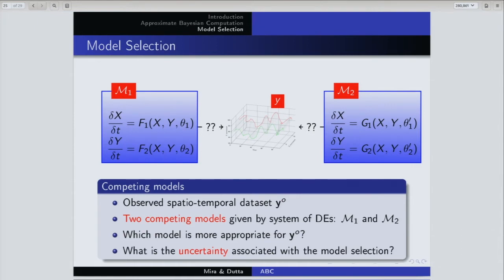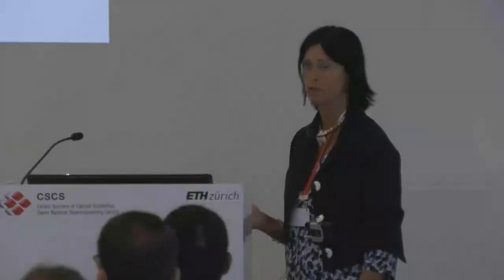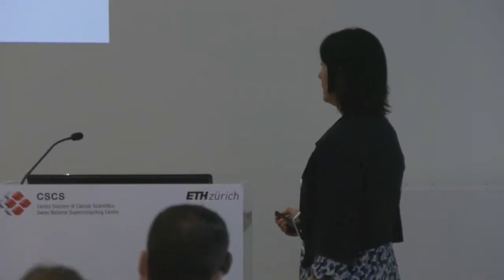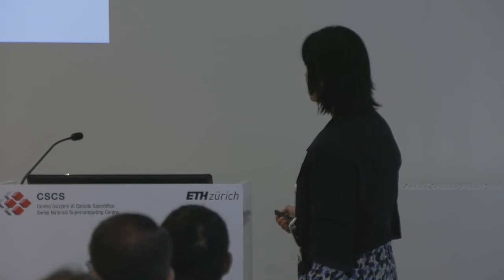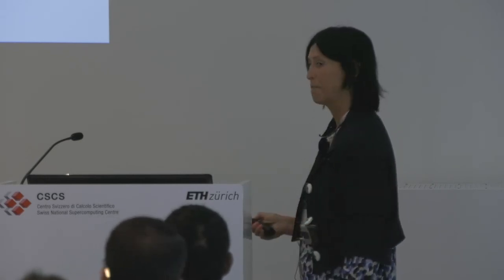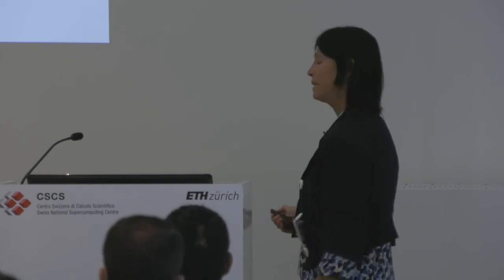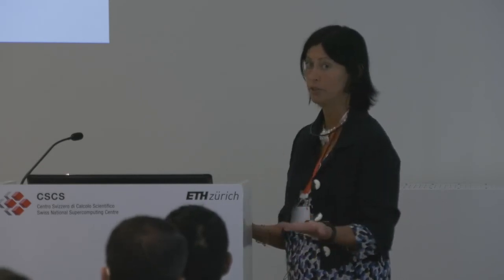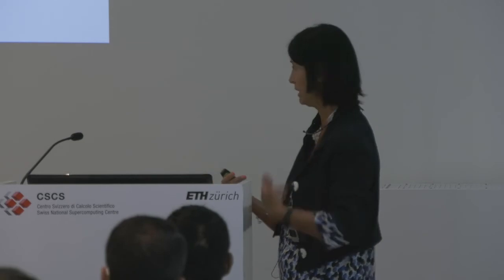4 minutes. Okay, model selection. So far I've done everything assuming that we have a single model. Suppose you have two competing models, M1 and M2. What do we do? Well, both models will be indexed by parameters and will have the ability to forward simulate some pseudo data.